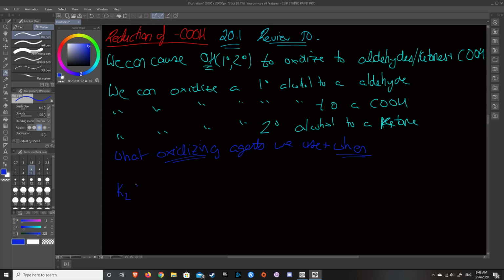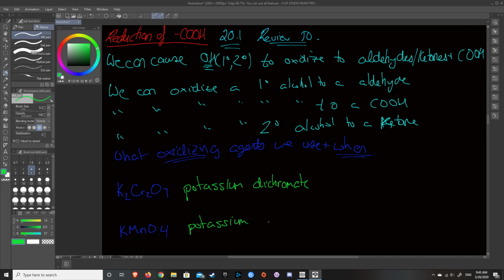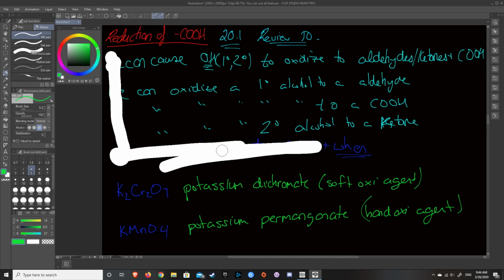So we've got K2Cr2O7, one of the ones you need to memorize. The other one, KMnO4. So the names for these are potassium dichromate, and potassium permanganate. And this one, potassium dichromate, is a soft oxidizing agent, and potassium permanganate is a hard oxidizing agent. And we're going to go over what that means in a second. So let me just erase this top part, and then we can continue on.